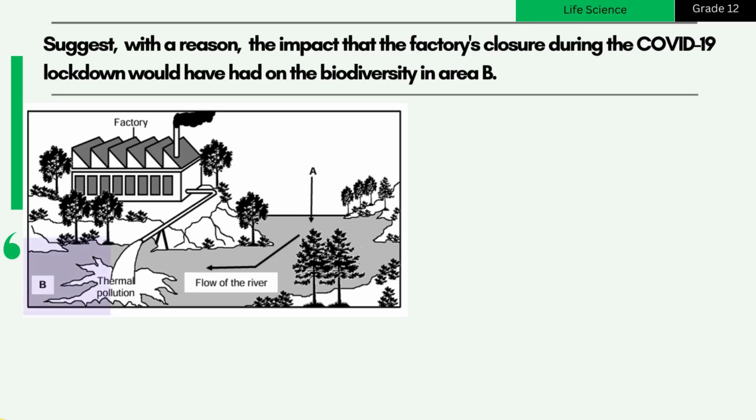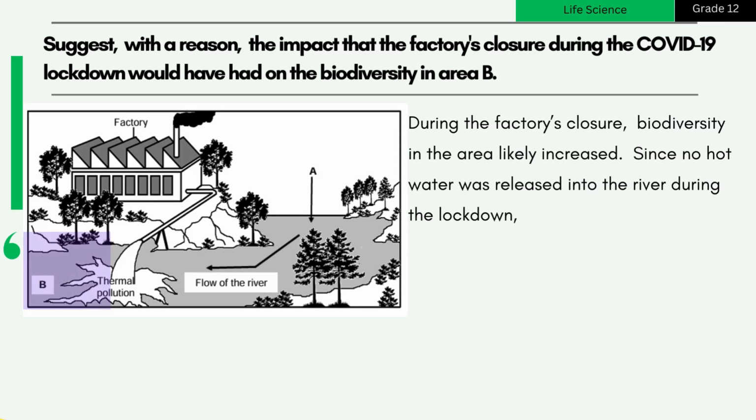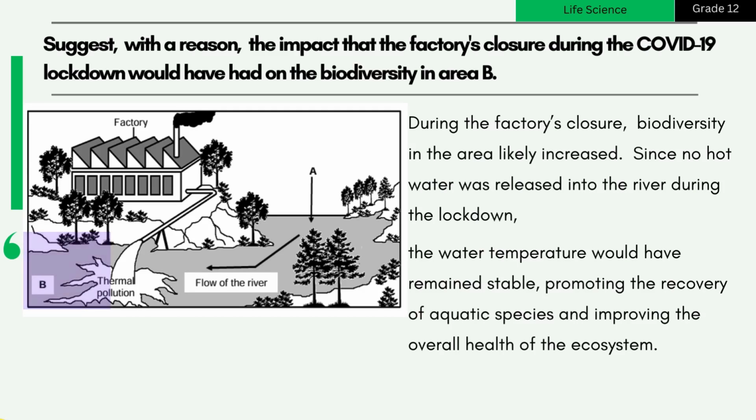biodiversity in Area B. During the factory's closure, biodiversity in the area likely increased. Since no hot water was released into the river during the lockdown, the water temperature would have remained stable, promoting the recovery of aquatic species and improving the overall health of the ecosystem.